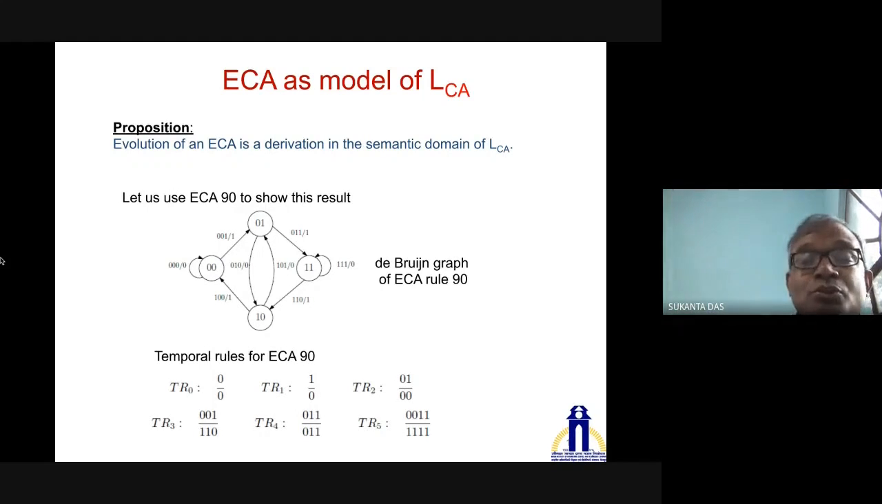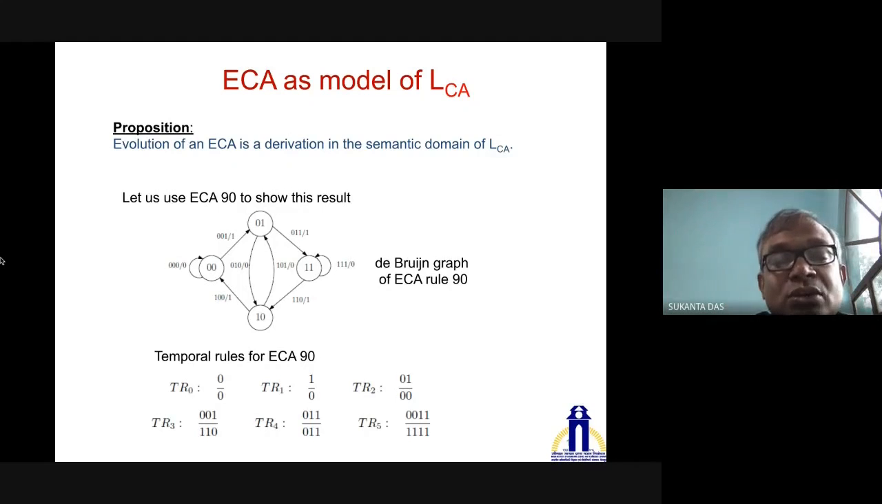So temporal rules for the ECA 90, as I've said, in this case we have to define the temporal rules. So we have 6 temporal rules, TR0 for the ECA. The diffusion graph is interpreted in these temporal rules. What is shown in the diffusion graph is actually interpreted in temporal rules, nothing else.